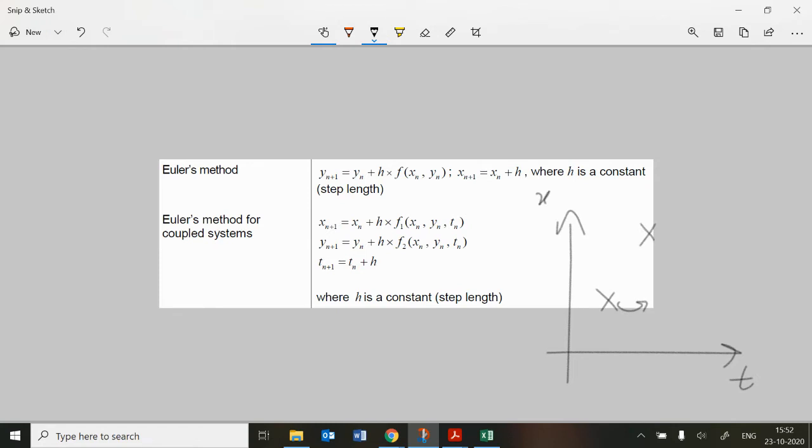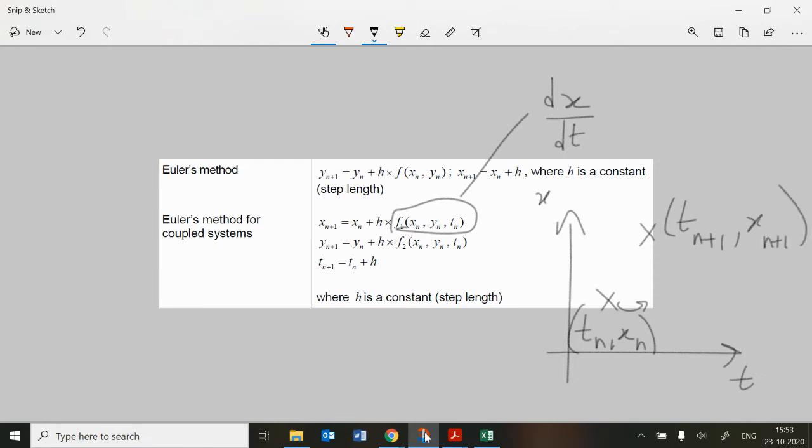So it's the same thing, apart from we're now dealing with x and t, whereas previously we were dealing with y and x. So x essentially becomes your dependent variable. Now this thing here is really your dx/dt, and it's the dx/dt at this point here. So this might be, for example, the coordinate point t_n, x_n, and the next point would be t_(n+1), x_(n+1). When we're finding x_(n+1), we're using the gradient at this point here to take us to the next point up to here.